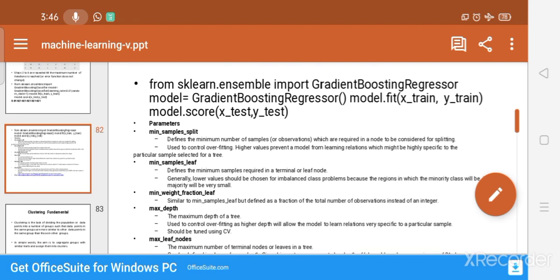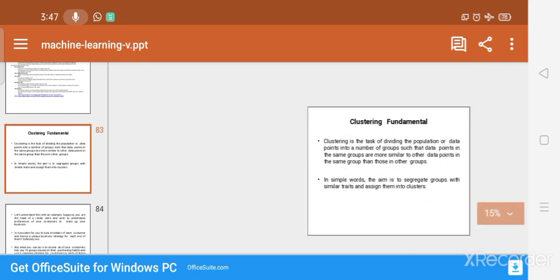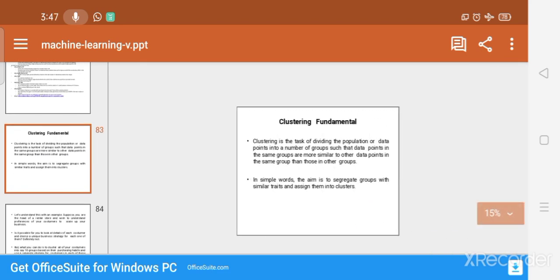In the next lecture we will see the next concept, that is clustering fundamentals.